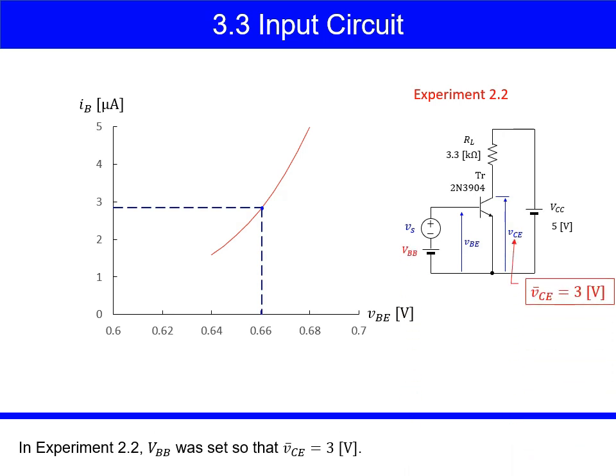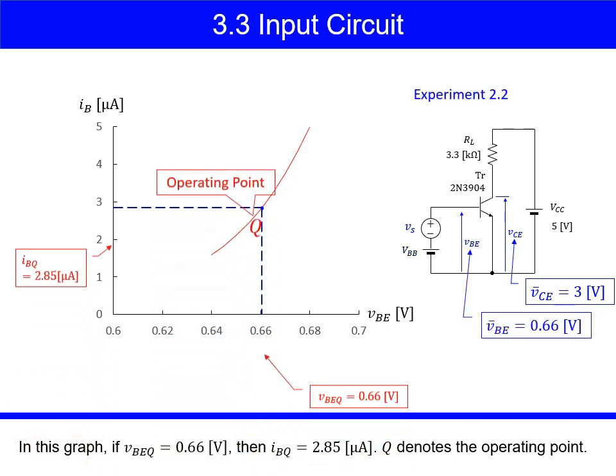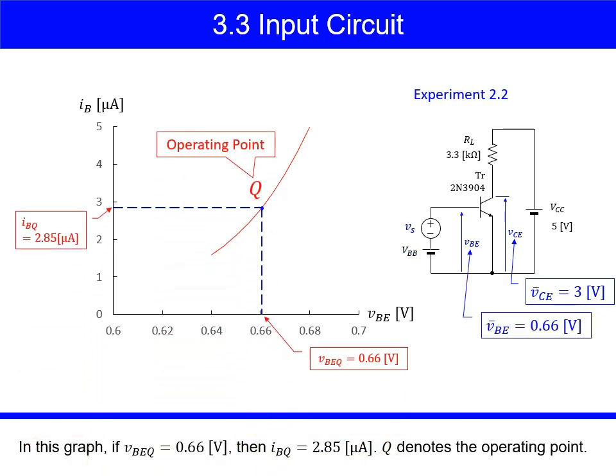In experiment 2.2, VBB was set so that V bar CE equaled 3 volts. By this setting, V bar BE became 0.66 volts. Let's select this value for the operating point of this circuit. In this graph, if VBEQ equals 0.66 volts, then IBQ equals 2.85 microamps. Q denotes the operating point.